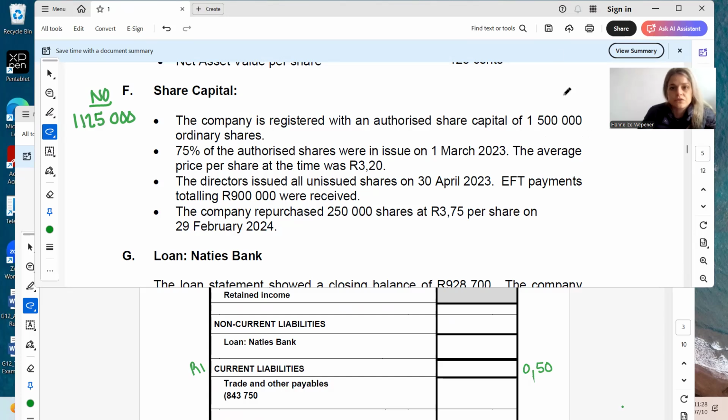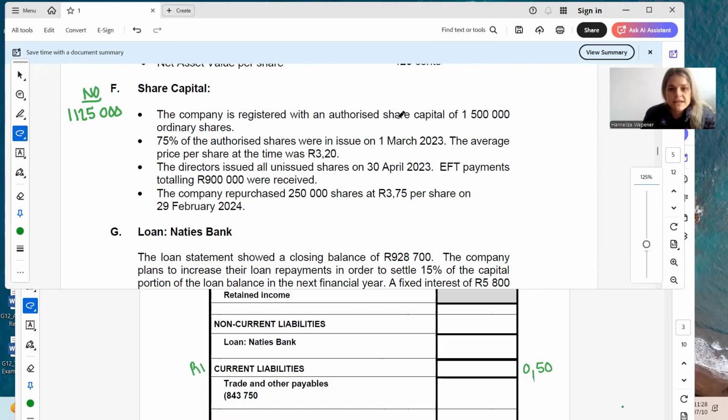Let's write that over. I'm going to do this to create more space. There we go. 3.6 million rand. Then on the 30th of April, the directors issued all unissued shares. EFT payments were received. So we received 900,000 rand.